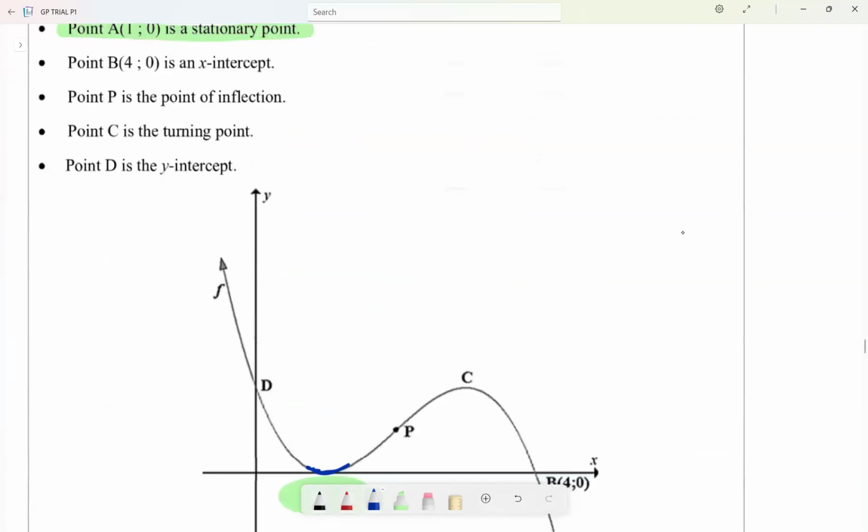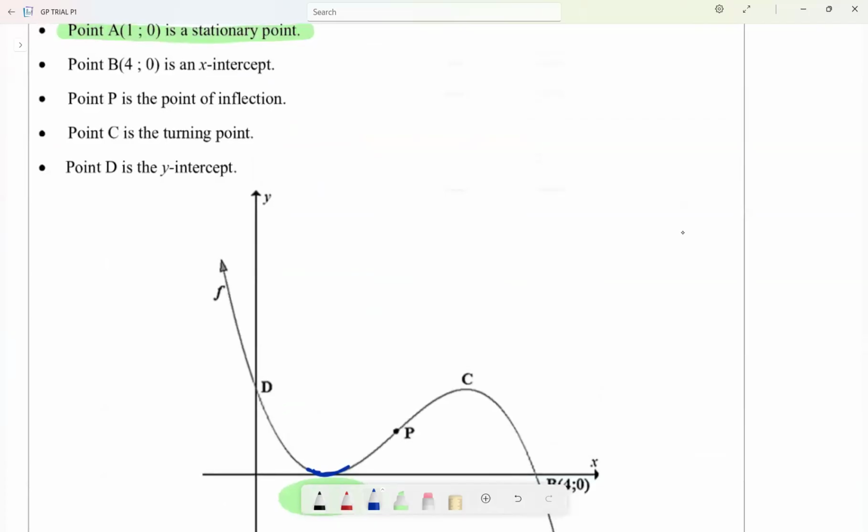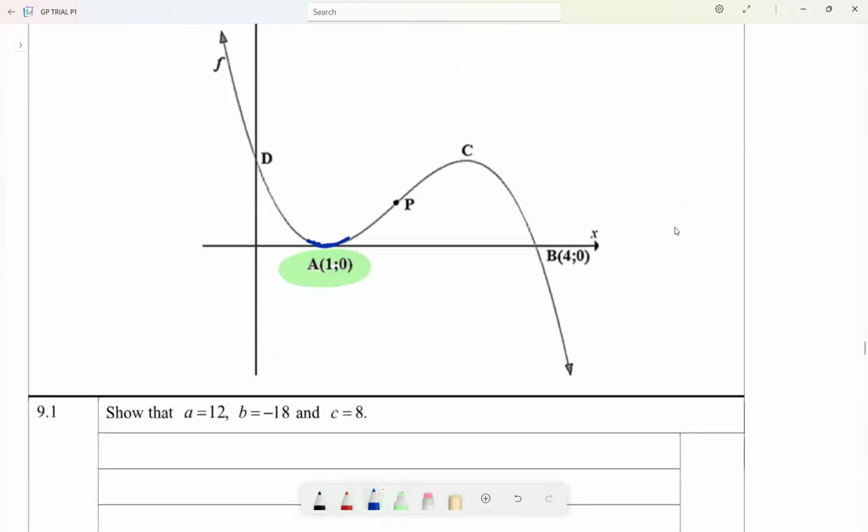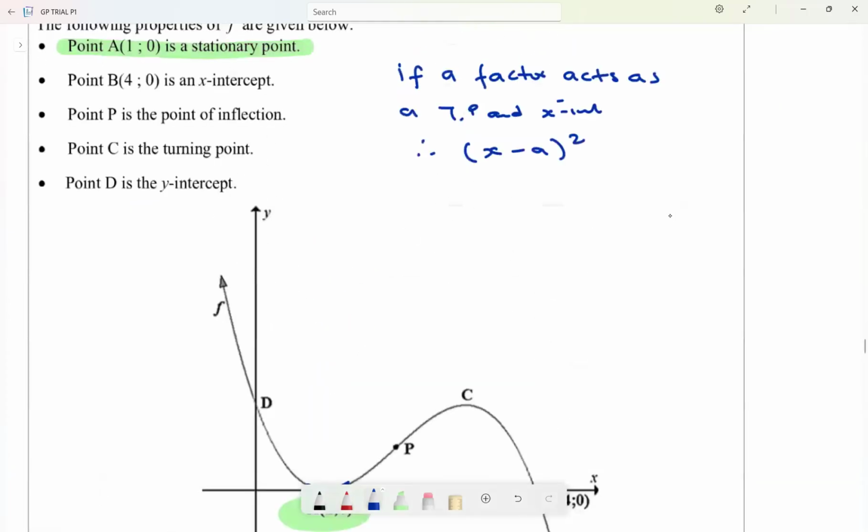And I know that if one factor, an intercept or an abscissa as they call it, acts as a turning point. Okay, let me write this. If a factor acts as a turning point and x-intercept, therefore we need to square whatever that factor is. So the factor that we have here is 1.